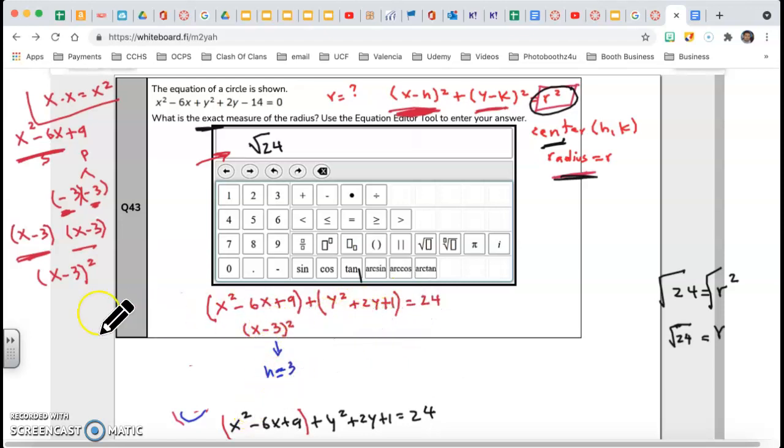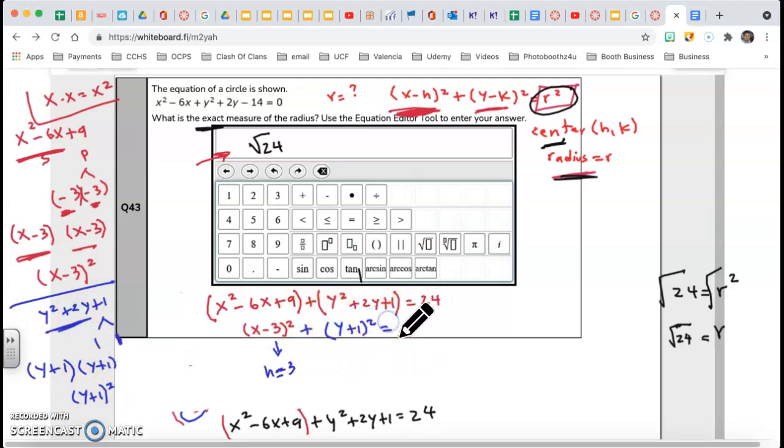Same process with the y's. Look at the y's. I have y squared plus 2y plus 1. Two numbers that you multiply, you get 1, but when you add, you get 2. 1 times 1 is 1, and 1 plus 1 is 2. So the way I factor this trinomial is (y plus 1)(y plus 1), but because they're the same, I bring y plus 1 to the second power. This trinomial is called a perfect square trinomial, and it factors as (y plus 1) to the second power. So this is plus (y plus 1) squared equals 24.